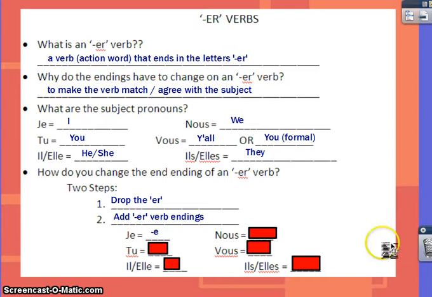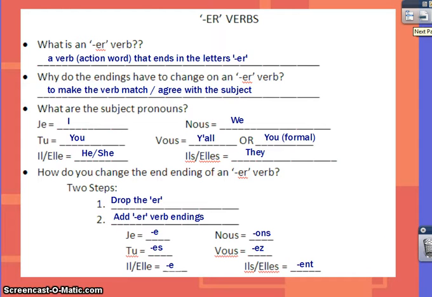And each subject pronoun has its own ending that you add, just like how in English you say I swim, but he swims, and we add the letter S to it. There are different endings to make them match the subjects. And in French, those endings are the letter E for the je form, the letters ES for the tu form, the letter E for the il and elle form, the letters O-N-S for the nous form, EZ for the vous form, and ENT for the ils and elles form. Again, if I've gone too fast, you can pause this and rewind, but this is all stuff we've covered before, so onward.